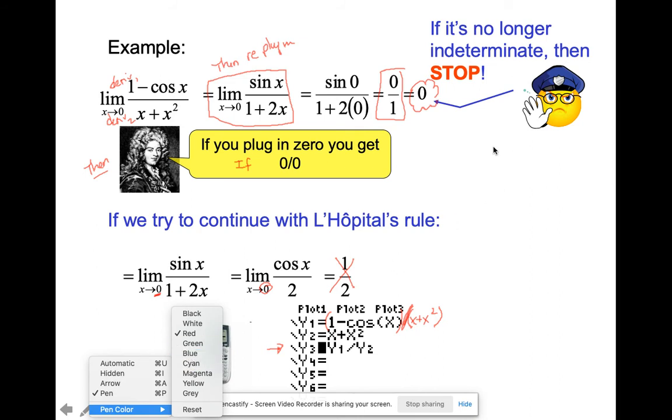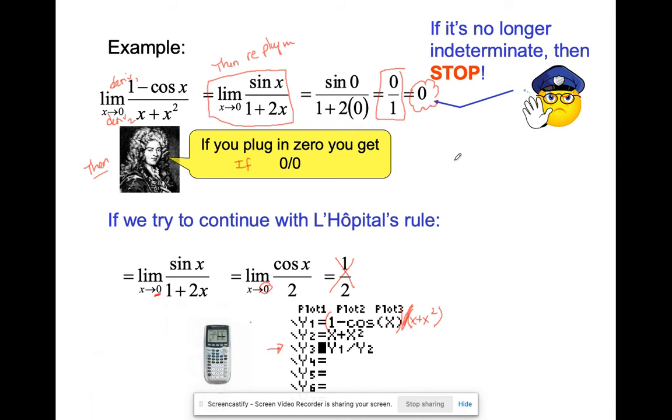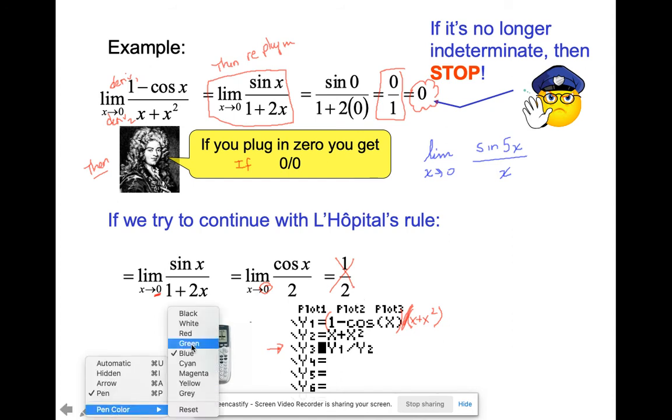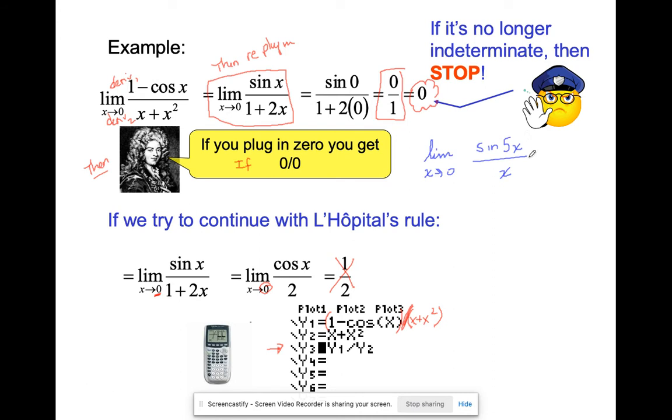So let's go back to that example that we did in Unit 2, right? The sine x over x trick. I told you to just memorize this was going to be 5. But let's pretend you'd forgot that. If you plug in 0, sine of 5 times 0 is 0. Plug in 0 for x, and I get 0. Indeterminate form. Let's go, L'Hopital. Let's go.